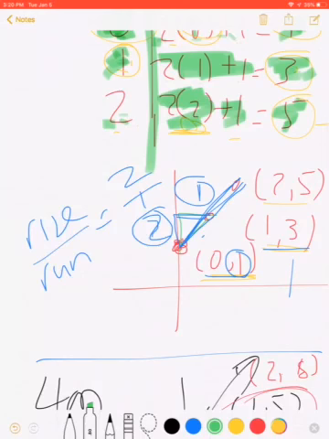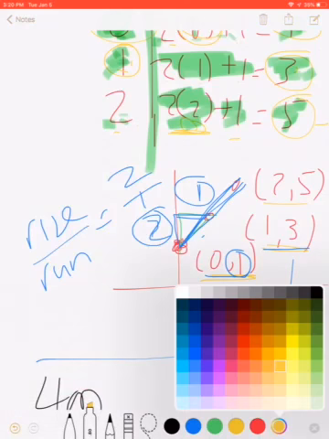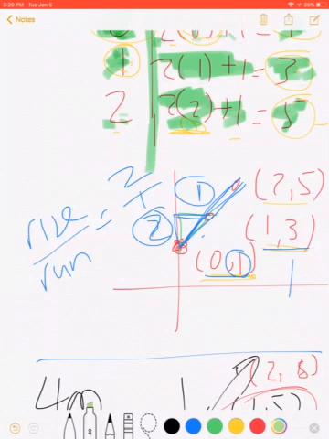I plot those points. This is a bit ugly. It would be a lot nicer if this was done on graph paper, but we don't have graph paper. And so we're going to plot the points right here. Here's (0, 1), (1, 3), and (2, 5).